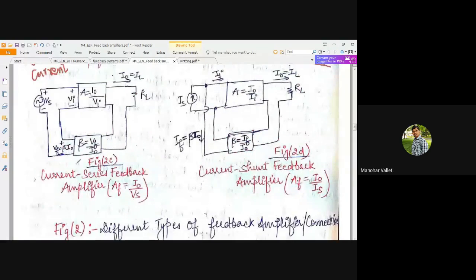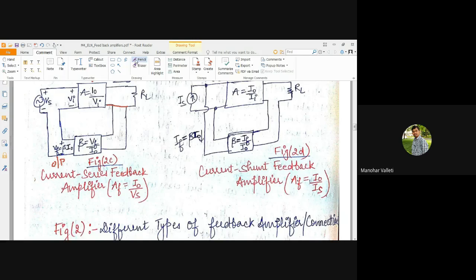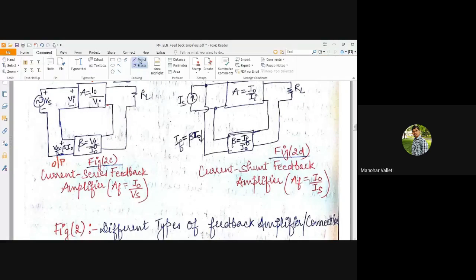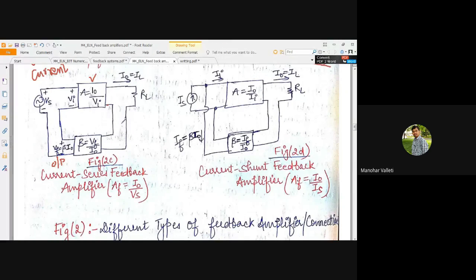And now current series feedback. Current series means current related to output, right? And series means input. So we considered amplifier A. We need to now sample the current, right? How will we sample? Already a connection is there. So if you want to employ current series feedback, we'll simply remove this connection and tap the output current like this to the feedback network. Then we can say this is current sampling.